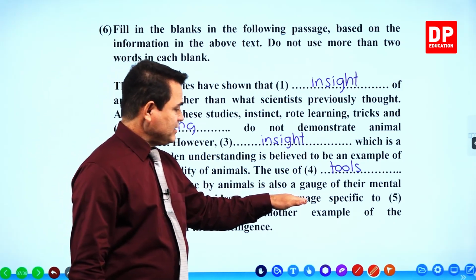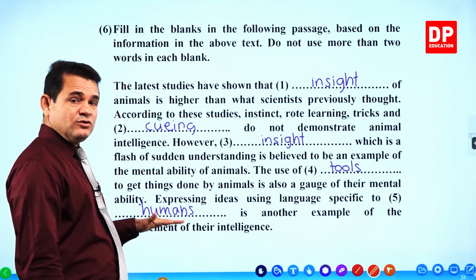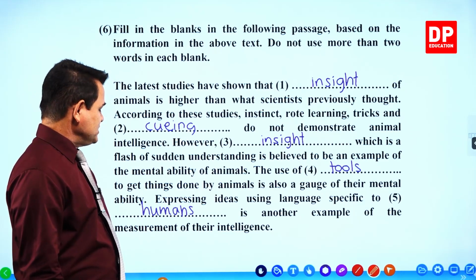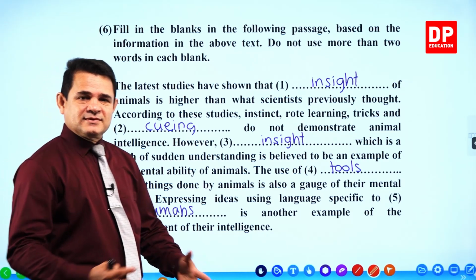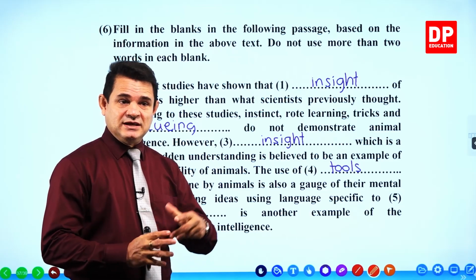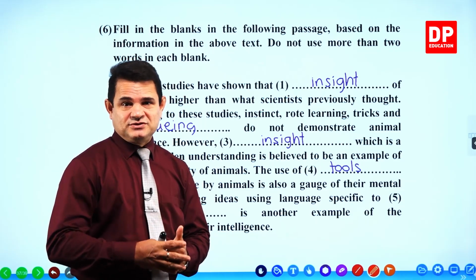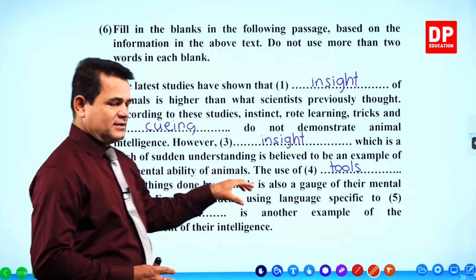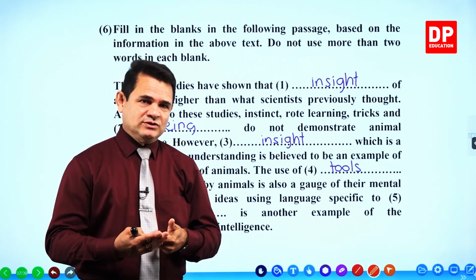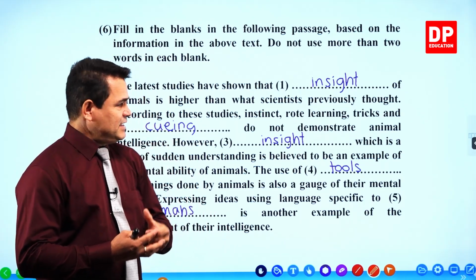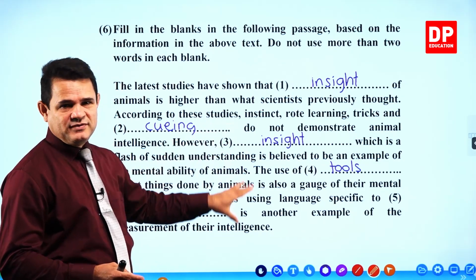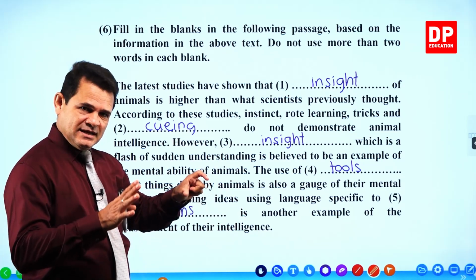Expressing ideas using language specific to humans is another example of the measurement of their intelligence, right? Because now some animals are there, especially birds, that use the human language. So now you see, if you understood the previous text clearly, that is what is being talked about here. So it is not difficult.